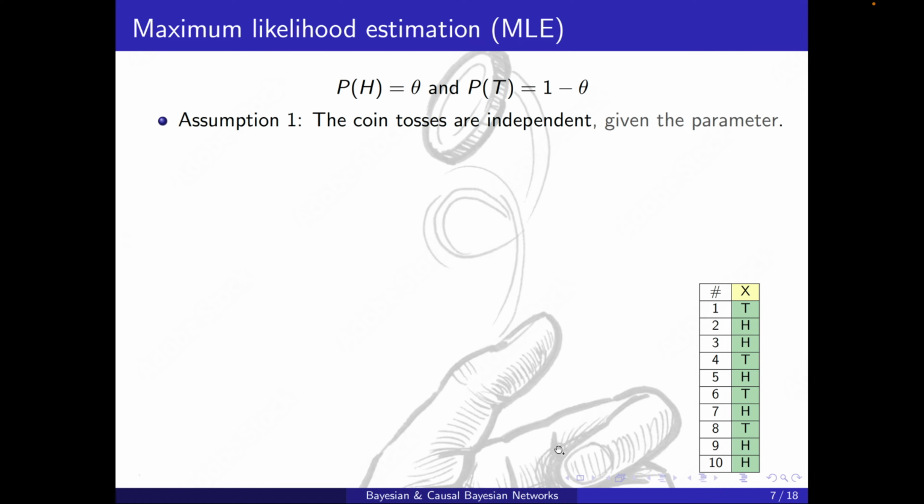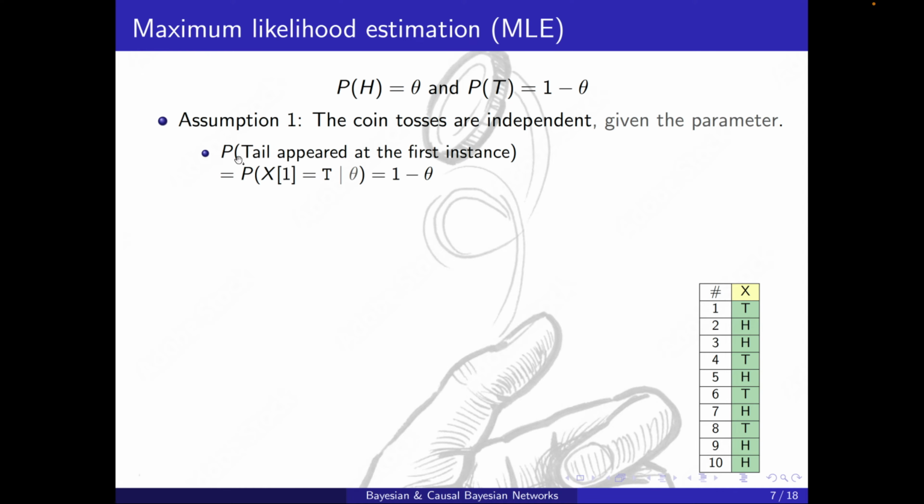Back to our example. First, we need to make a few assumptions. Assumption 1, the coin tosses are independent, given the parameter. Now, often this is not explicitly mentioned. We just assume that each toss, each sampling of the data, is independent of the other ones. But here, now that we're putting theta into our probabilities, we need to do it more carefully.